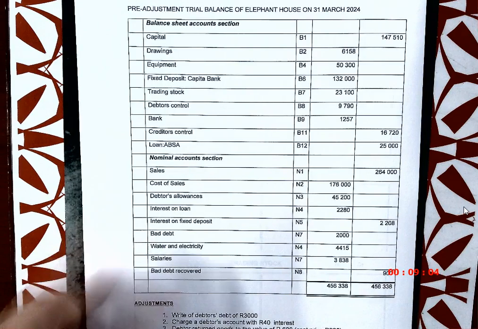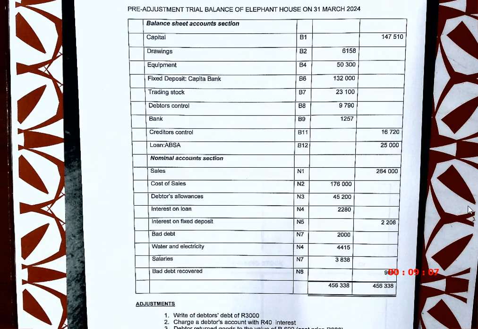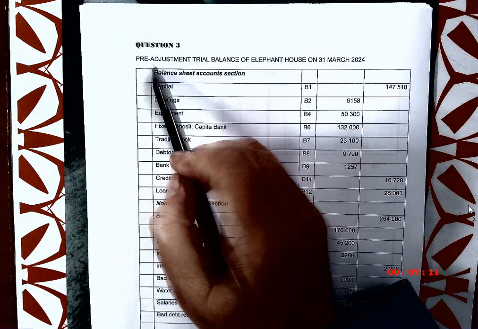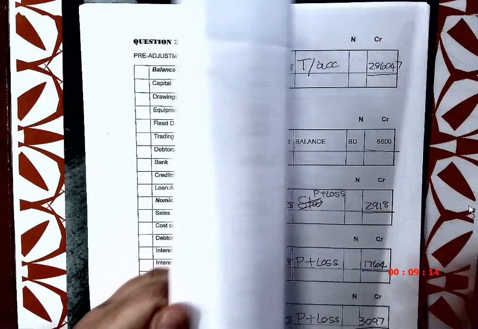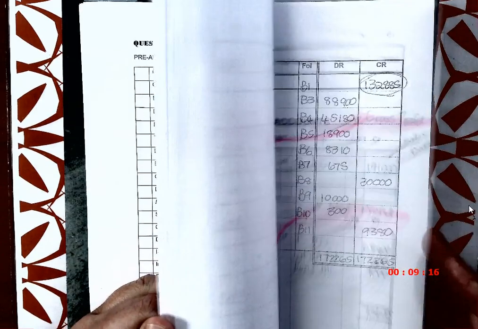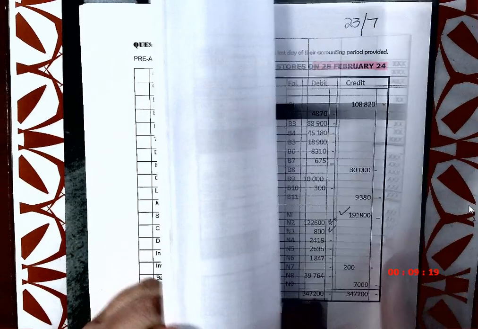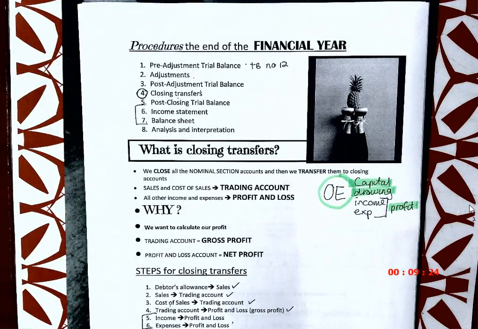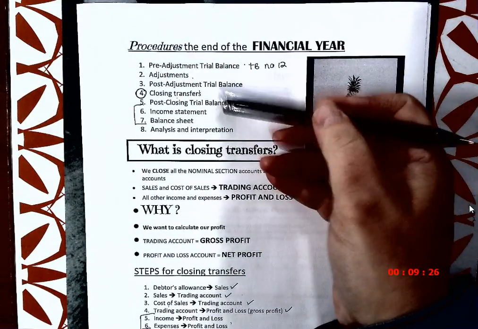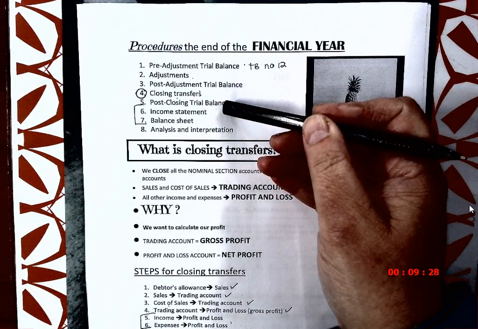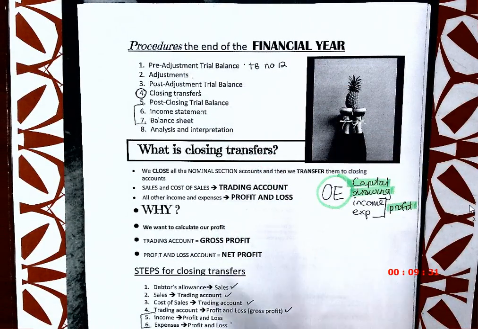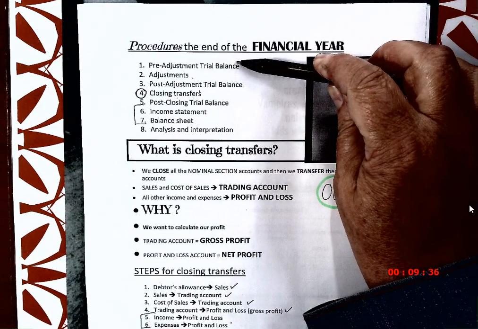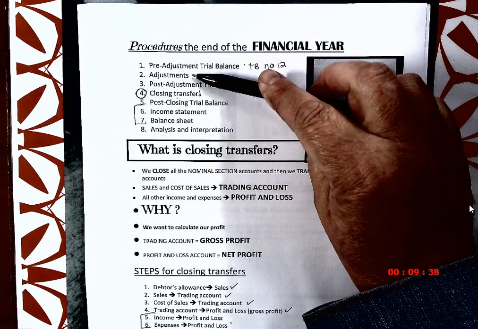So I want you to look at question 3. They give me a pre-adjustment trial balance. You remember at the start, when we started the closing transfers, I said we do all these different things. So I started with the closing transfers and the post-closing trial balance. Now today, I give you the pre-adjustment trial balance, and first we need to do adjustments.